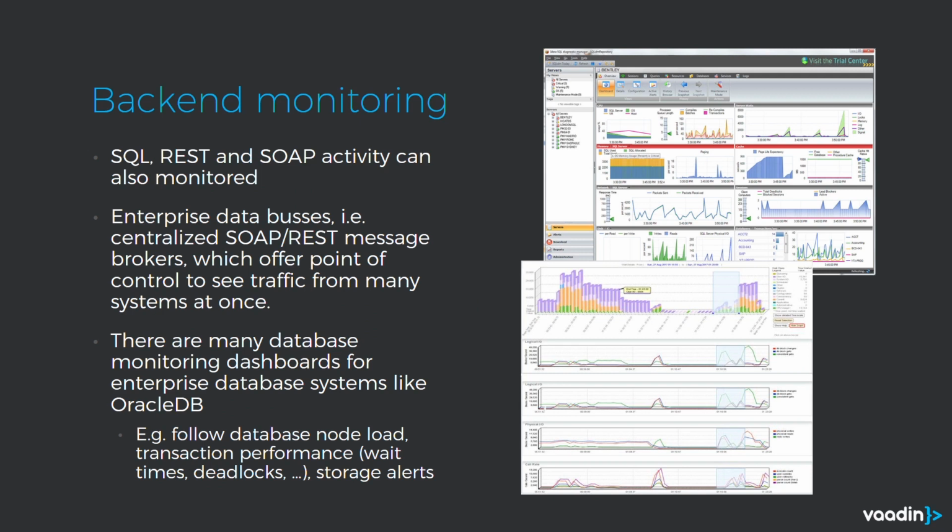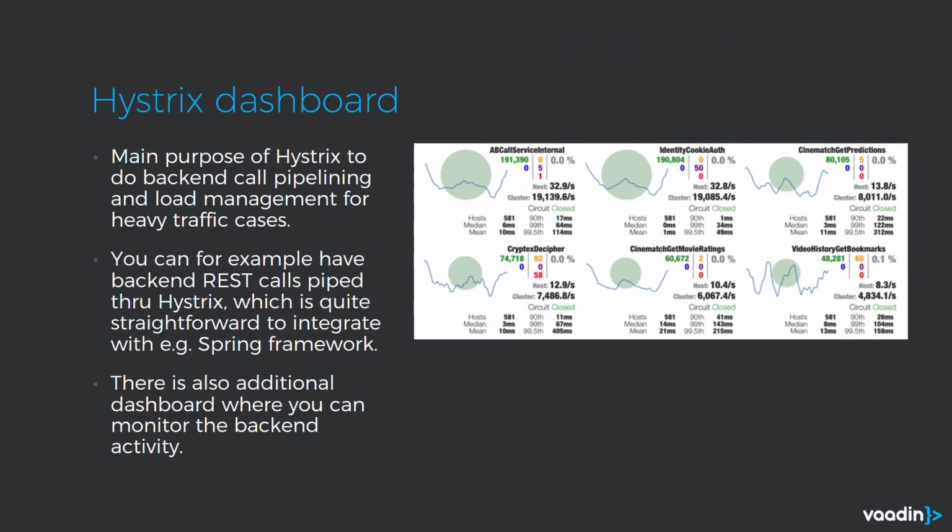The same can also be done for SOAP and REST type of calls, especially if your environment is using enterprise data buses or something like that. Also, if your REST traffic is put in the pipeline via tools like Hystrix. Hystrix is not a monitoring tool, but its main purpose is to manage high data traffic of REST calls. But this tool also has an integrated dashboard where you can follow the REST call performance.